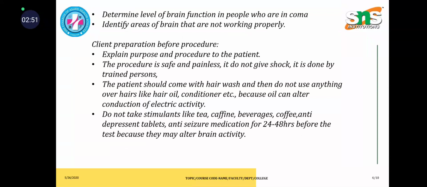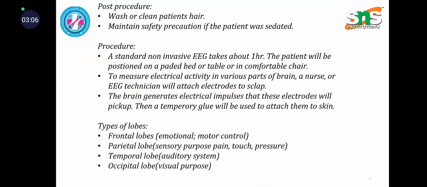Do not take stimulants like coffee, tea, beverages, caffeine, antidepressant tablets, or anti-seizure medications for 24 to 48 hours before the test, because they may alter the brain activity. Post procedure: wash or clean the patient's hair, and maintain safety precautions if the patient was sedated.